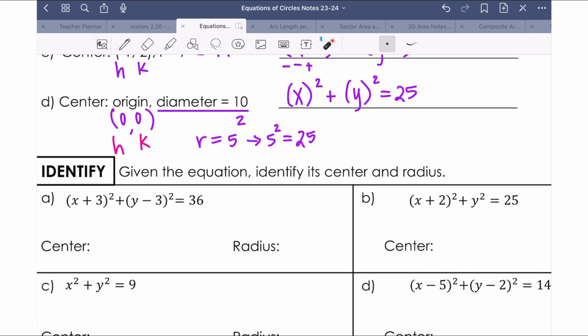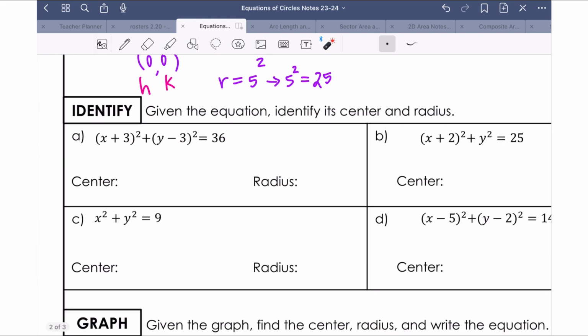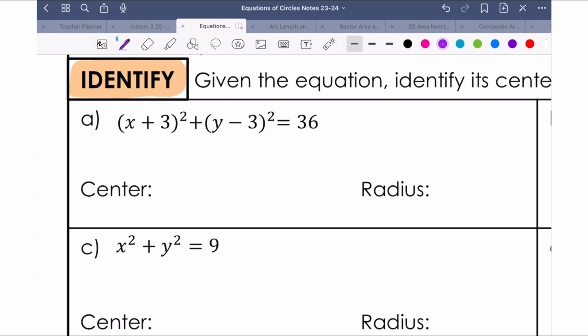All right, this time we're going to go backwards. We're going to identify the center and the radius. So we're not writing the equation. We're just identifying. Okay, so we're going backwards. They gave me the equation. I need to find the center and the radius. Okay. So this is h, k, and then this is your radius squared.